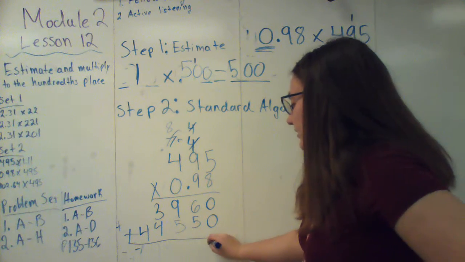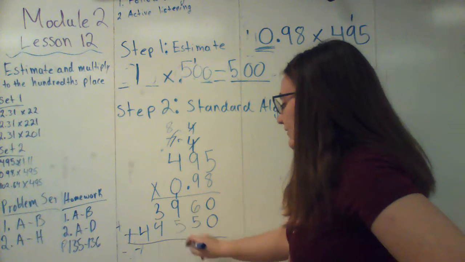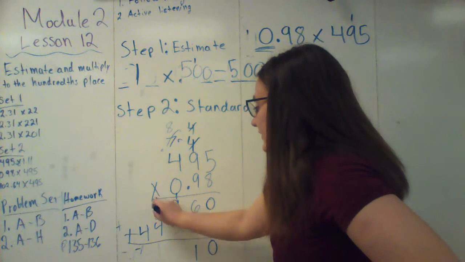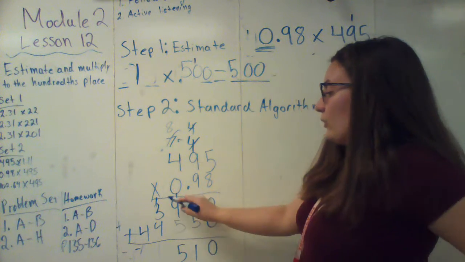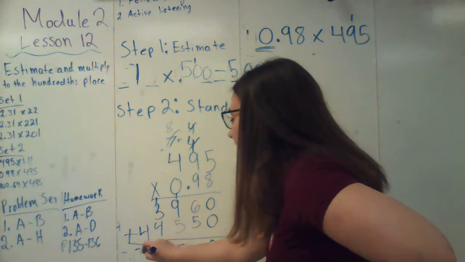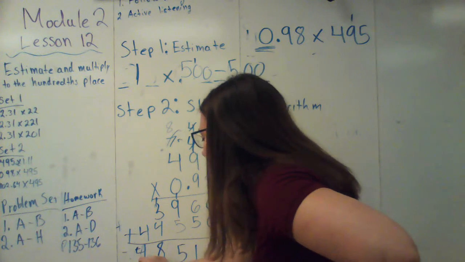So I have 0 plus 0, which is 0. 6 plus 5 is 11. 1 plus 9 is 10. 10 plus 5 is 15. Then 1 plus 3 is 4. 4 plus 4 is 8. And then 4 plus nothing is just 4.